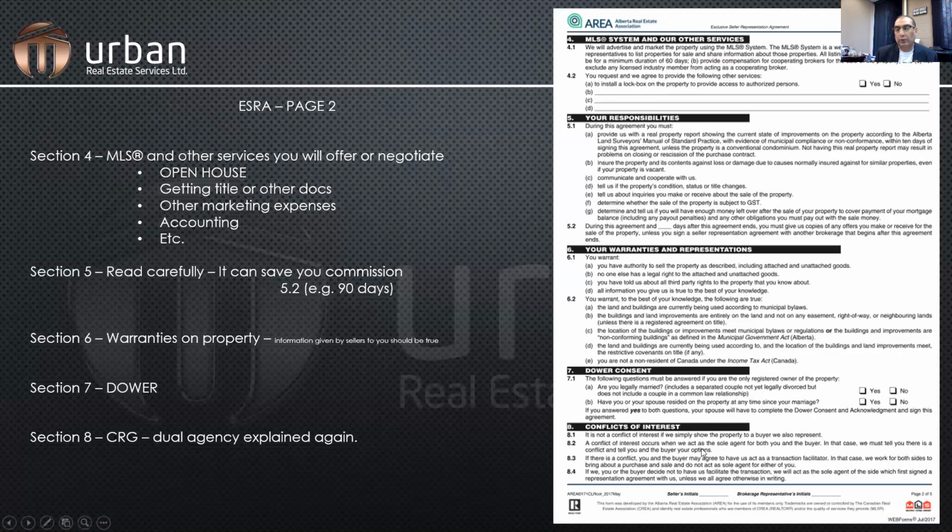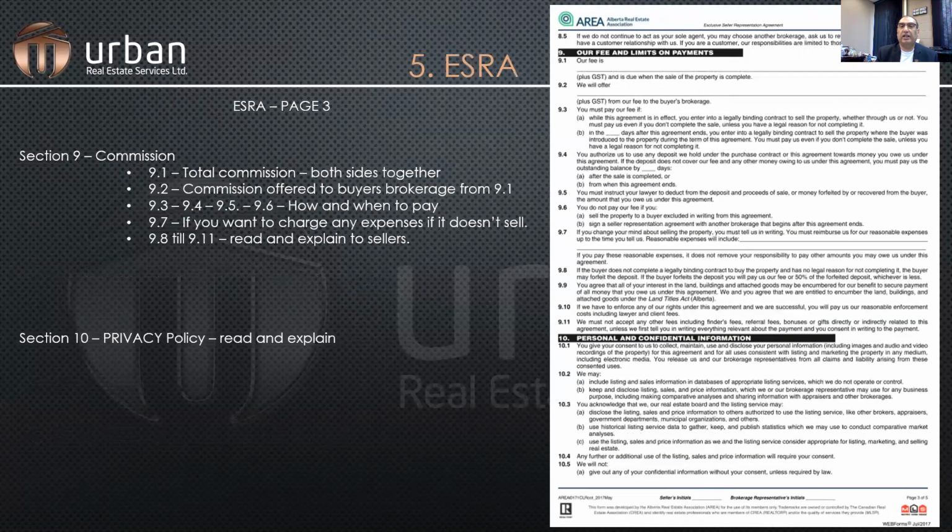Explain to them how and when a conflict could happen. If you had explained CRG properly, it should already be clear to them what kind of conflicts can occur. But this again emphasizes and goes over it again: dual agency and how you will handle it. All those kinds of things are written here. So please download and go over these forms before you take them to the clients. All those things are covered in Section 8.